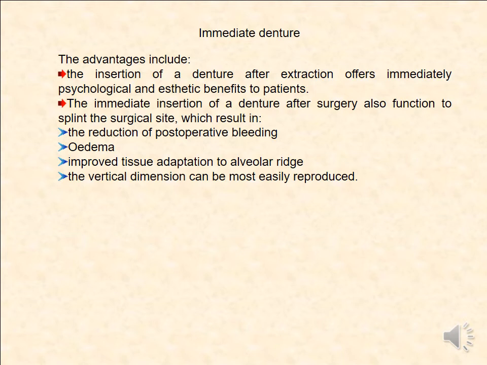The immediate insertion of denture after surgery also functions to splint the surgical site, which results in reduction of post-operative bleeding, reduction in edema, and improved tissue adaptation to the alveolar ridge. The vertical dimension can be most easily reproduced. بهذا نحافظ على the amount of alveolar process in a larger amount than after 2 months, which leads to a severe resorption of the ridge.